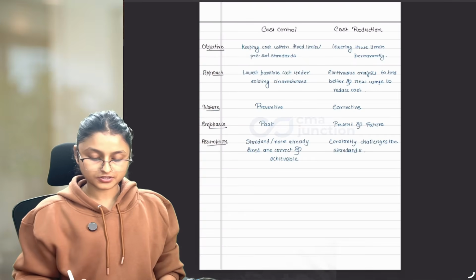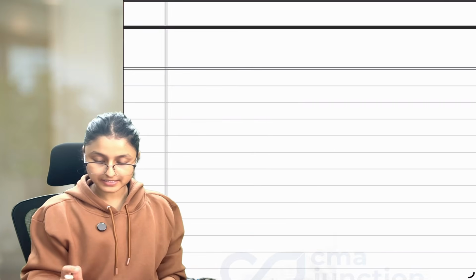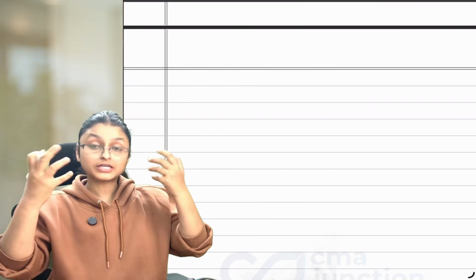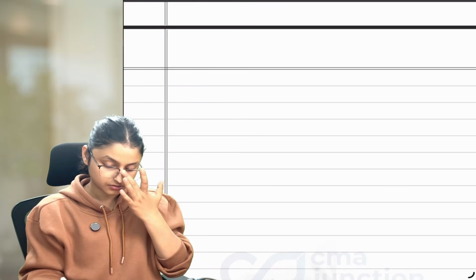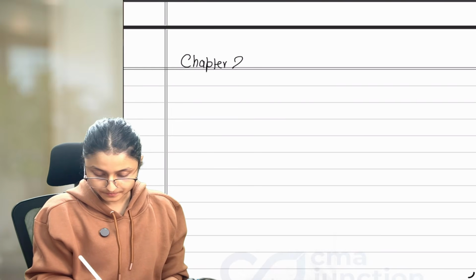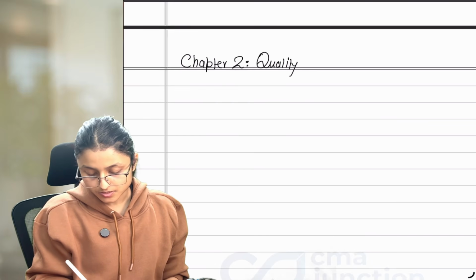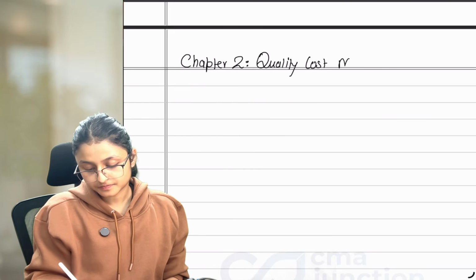Now let's open your summary book and start writing. It's necessary that we summarize all of it so that we can remember it. Right? Chapter 2. Quality cost management.